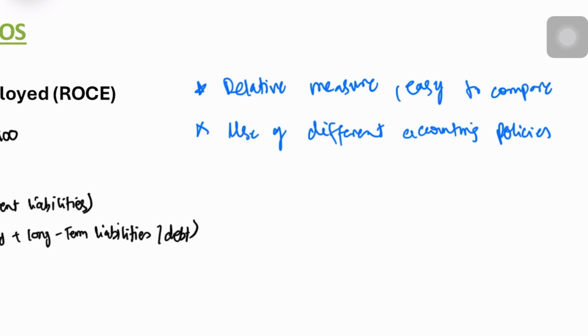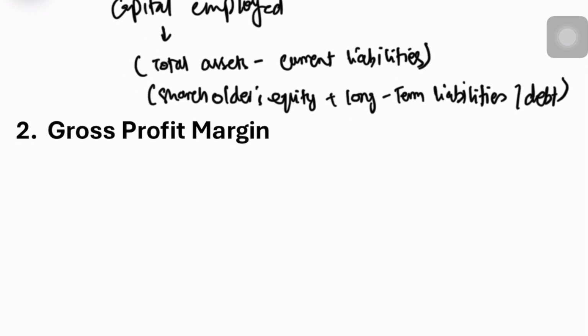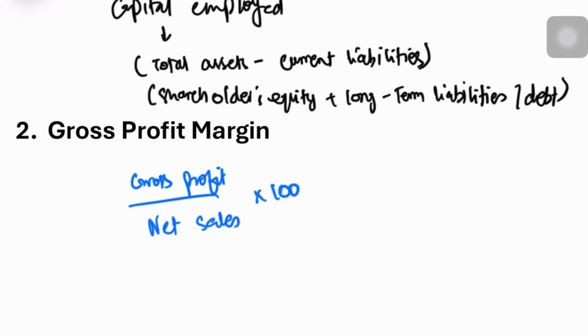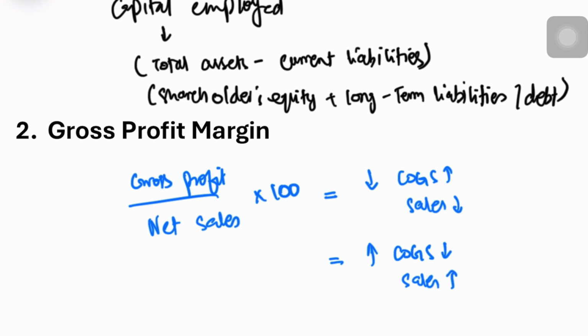Okay, coming to the next ratio, which is gross profit margin. This is basically as simple as it can get. Gross profit upon net sales into 100. A low or falling gross profit margin means the cost of goods sold is increasing or your sales are decreasing. At the same time, a high margin means your cost of goods sold is decreasing or your sales are increasing.